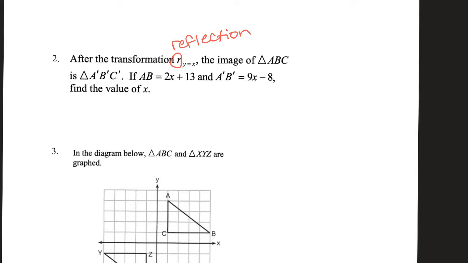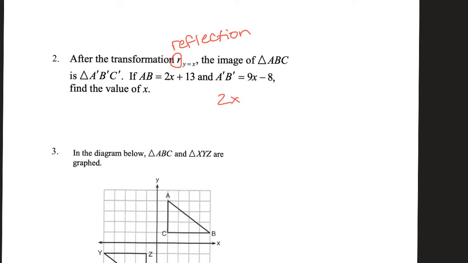So we are reflecting over the line y equals x, and the image of triangle ABC is A prime, B prime, C prime. If AB is 2x plus 13 and A prime B prime is 9x minus 8, what is the value of x? Well, we know that a rigid transformation, which a reflection is one of, preserves length. So all we need to do is those two sides should be congruent to each other, so we just set them equal to each other.